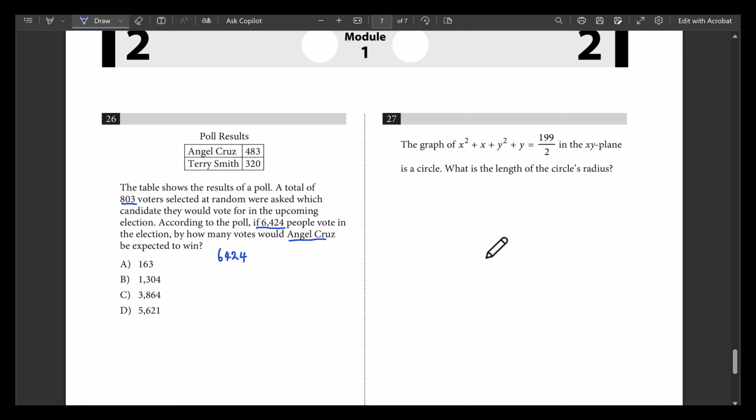So in total we have 6,424 in this poll, and we had 803 voters. So we're going to find out how many times 803 gets into 6,424, and we found it to be 8. We now look at the difference of the poll's results, which was 483 minus 320, which gives us 168. Now to find the final answer, we say 168 times 8, and we get 1,304. So Angel Cruz would be expected to win by 1,304 votes, which is B.